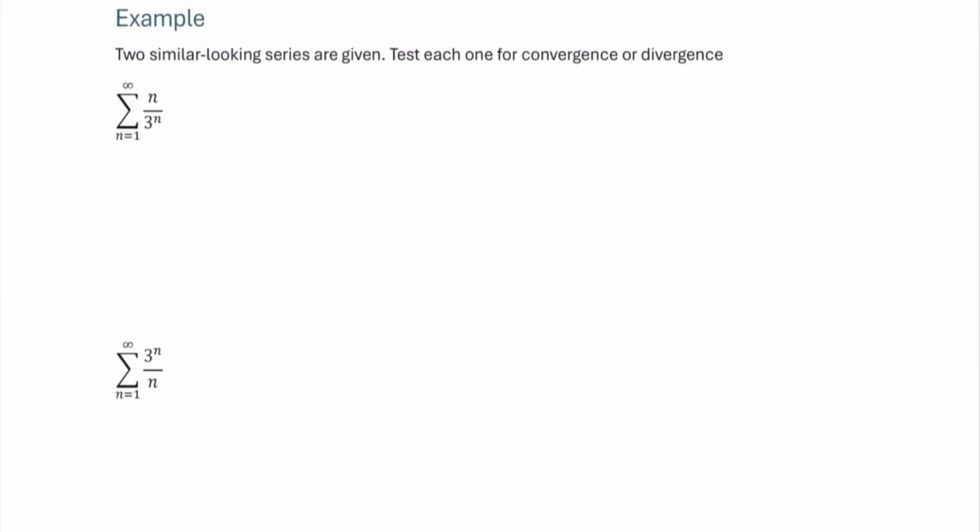In our next example, we again have two similar looking series. Let's test each one for convergence or divergence. Notice where 3 to the n is located. In this example, 3 to the n is in the denominator. In this example, 3 raised to the n is in the numerator. Let's use that as an indication as to how to approach these. In this example, since 3 to the n is in the denominator, it's probably a good idea to use the ratio test.